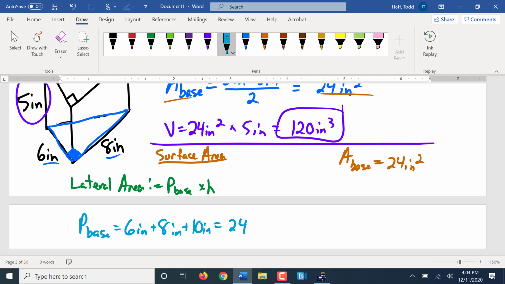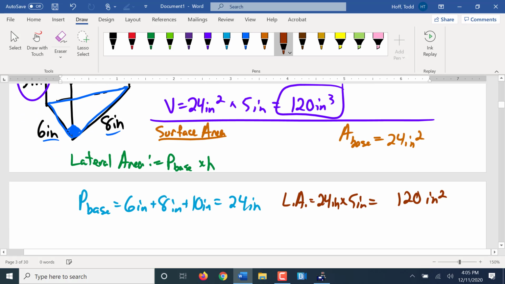24 inches. What do we do with that then? There you go. It's the perimeter of the base, the 24 inches, times the 5 inches of height. So yes, 120 square inches is our lateral area. What do we do with that?